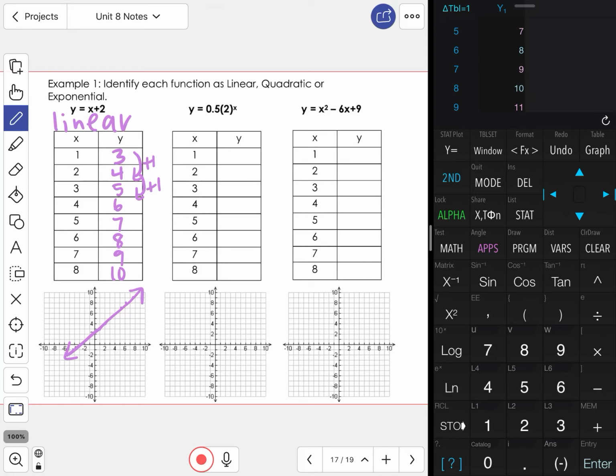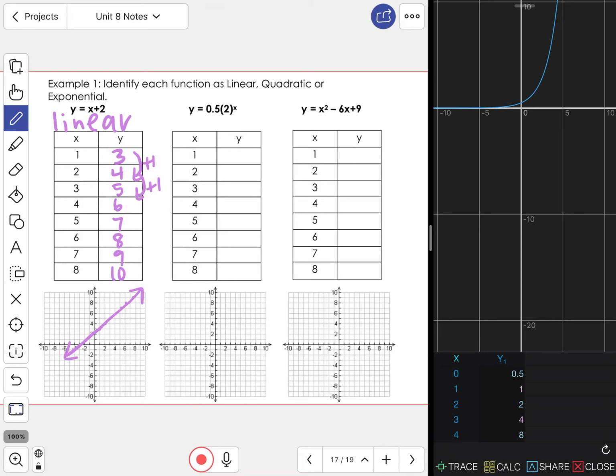Okay, if we look at the next one, let's go back to our y equals, and we want to type in 0.5 parentheses 2, and we have to put our x in the exponent. We haven't done this yet. If we hit this little caret button, a little arrow up looking button underneath your clear, that will take you to the exponents. And we want to put the x in the exponent. Yours actually on your calculator will make it a small x. Mine looks a little different.